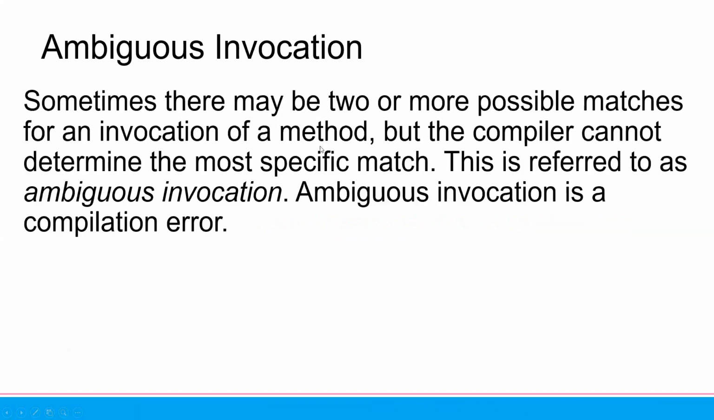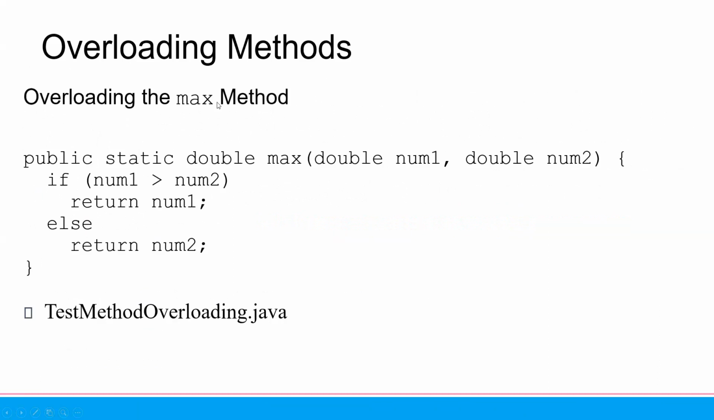So I have this definition. This is the ambiguous invocation. And the overloading methods we can see from this example.